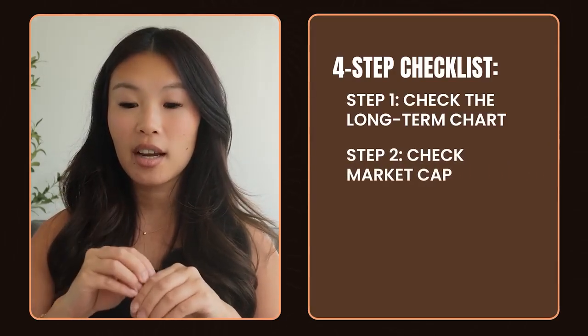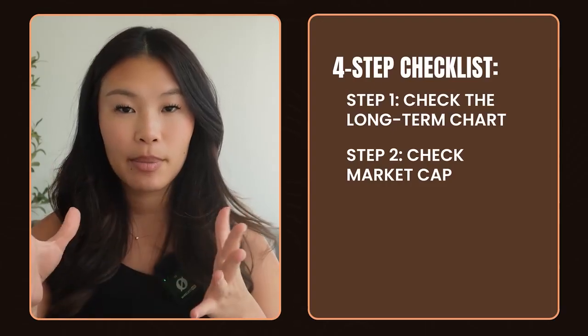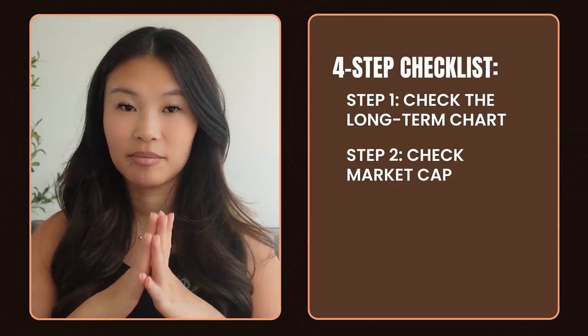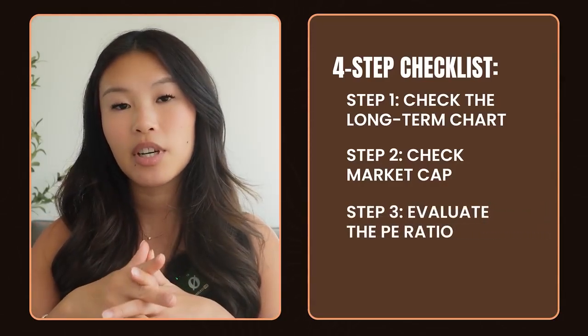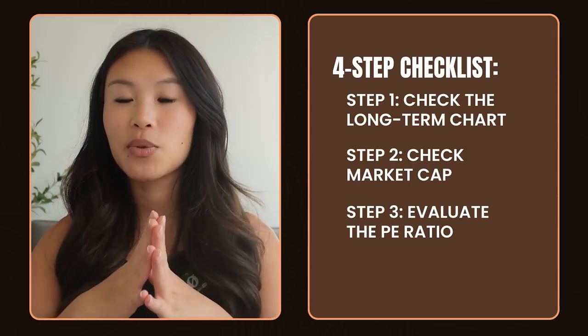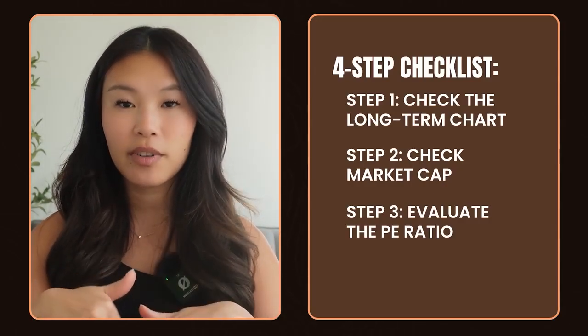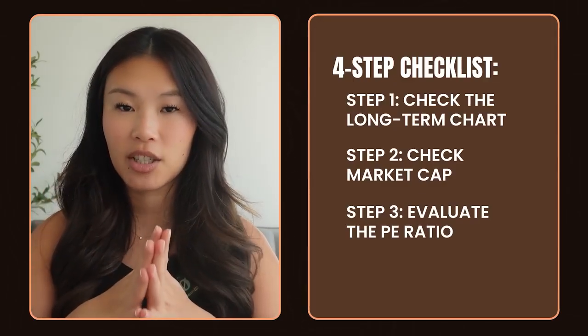Step 2, check the market cap. Is the market cap above $10 billion? Bigger companies are usually more stable and safer, especially if you're new to investing. Step 3, evaluate the PE ratio. Is the PE ratio reasonable? Aim for stocks with a PE ratio between 15 and 25. Below 50 might be undervalued, and above 25 could indicate high growth expectations.